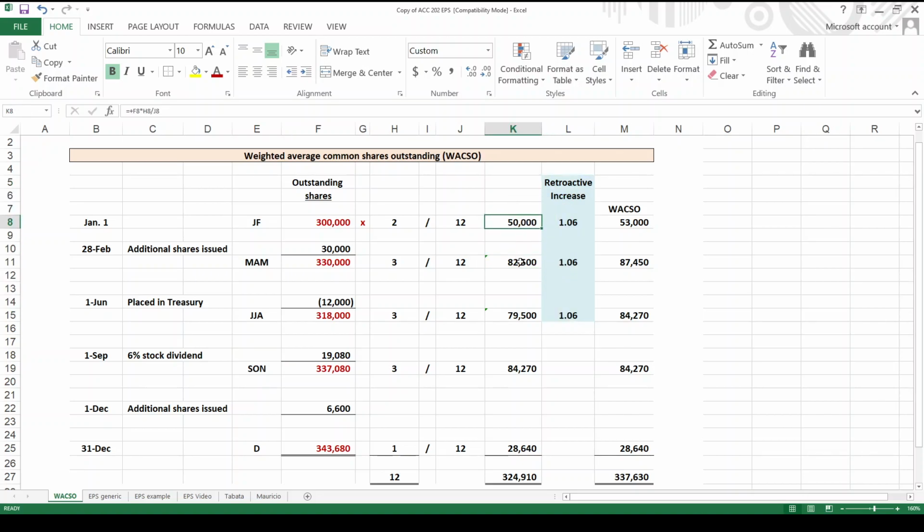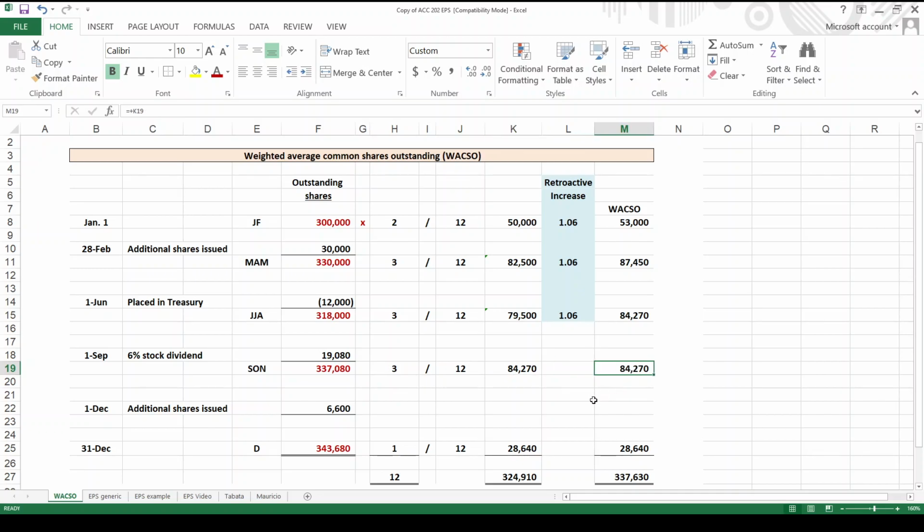See, these are apples over here, and these two guys here, those are oranges. So we need some more oranges. Multiply times 1.06 for each of these weighted averages. Now we have all oranges in the right-hand column. For how many months did we have 337,080 shares outstanding? For the months of September, October, and November. 3 months, give that a shot of 3 over 12. Doesn't have to be restated because what?